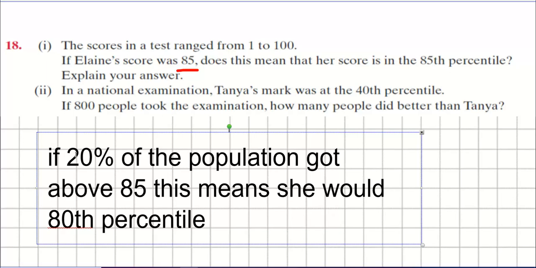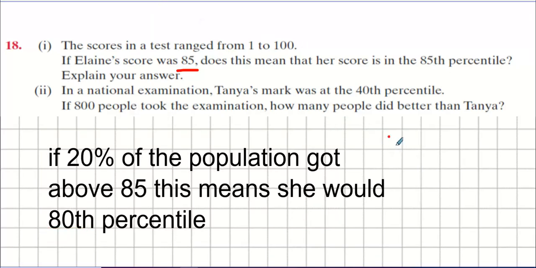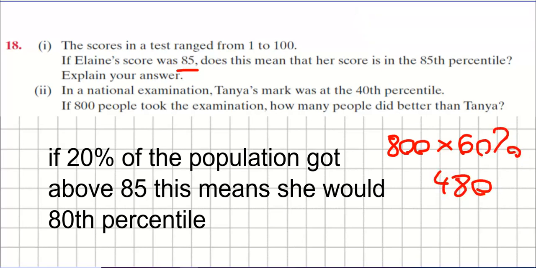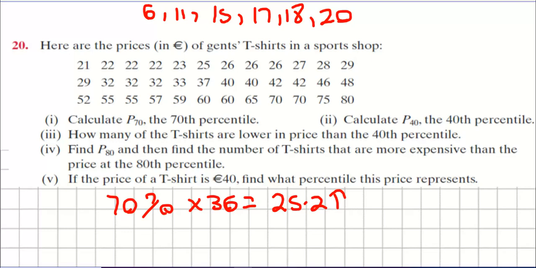In a national exam, Tanya's mark was at the 40th percentile. If 800 people took the examination, how many people did better than Tanya? 800 multiplied by, and what percent did better than her? And what's 800 multiplied by 60%? 480. Okay, lads, here we go.